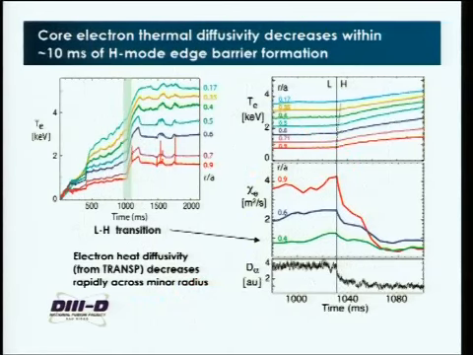So now I go right into the data. This is an LH transition in a low collisionality H-mode plasma, a low density plasma, that occurs here at about 1100 milliseconds into the shot.